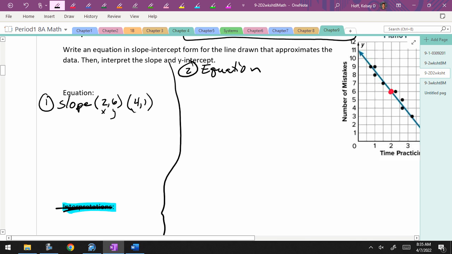X, Y, X, Y. Which letter do I start with? Y. Which one do you want to start with? 6 minus 1 divided by, nicely. If it's 6 minus 1, you've got to go 2 minus 4. Follow the same order. Great question. 6 minus 1 is 5. 2 minus 4 is negative 2. 5 divided by negative 2.